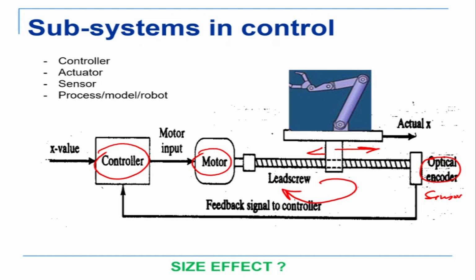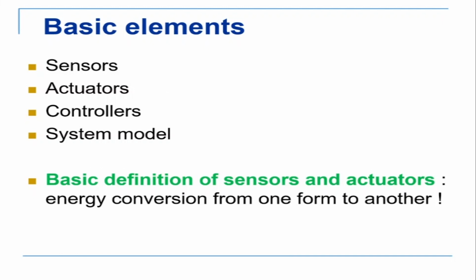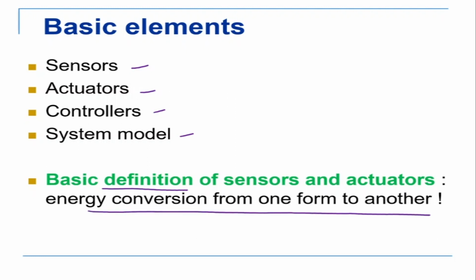I also explained how this closed loop control system works and what is the requirement for an actuator and a sensor here. Now, the four basic elements which make up the control system are sensors, actuators, controllers, and a system model. And all of this is connected in a closed loop control system. Now, the basic definition of sensors and actuators is that they convert energy from one form to another.